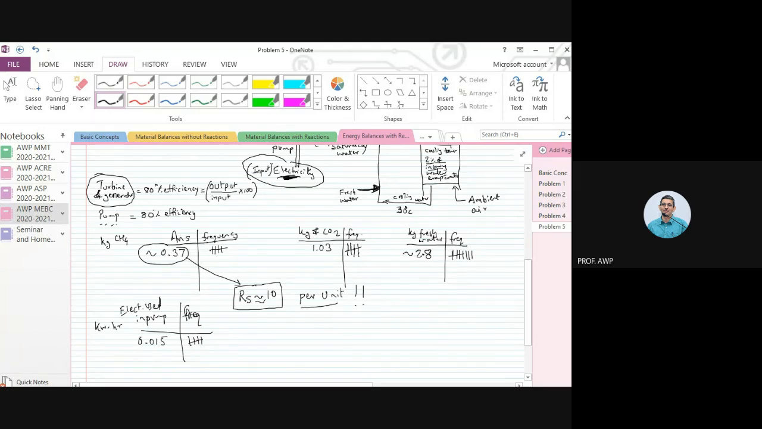Do you agree? Yes, sir. Government is giving us at rupees 8. So is the government doing a good job or a bad job? Good job. Well, of course, this 10 is an overestimate. Why is it an overestimate?